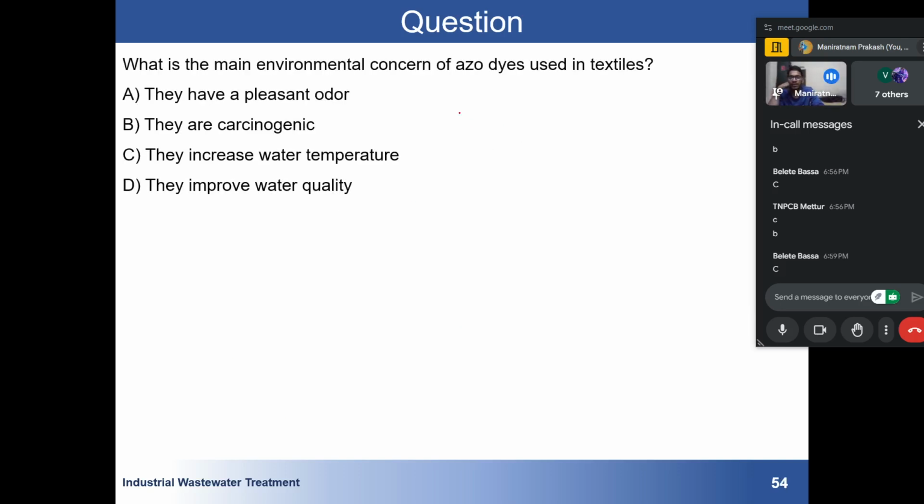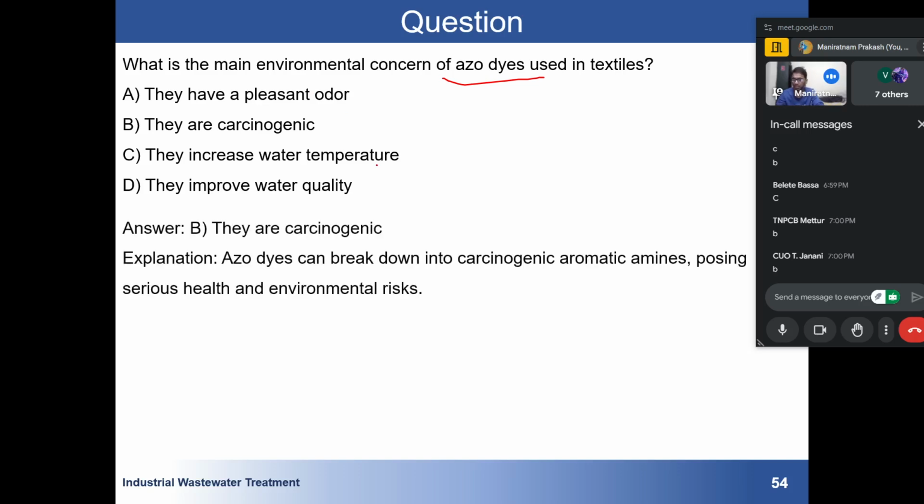What is the main environmental concern of azo dye used in textile? We have seen this. If you have gone through the lecture, this azo dye is used. What is the main environmental concern? B. They are carcinogenic. Yes. Azo dyes can break down into carcinogenic aromatic amines, posing serious health and environmental risk.